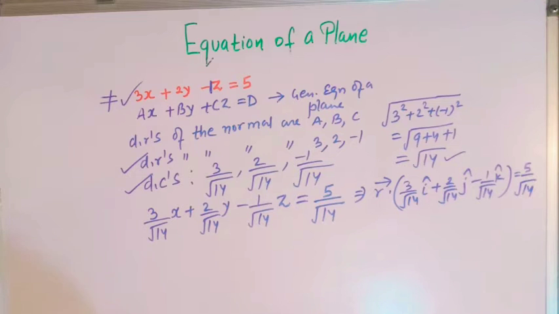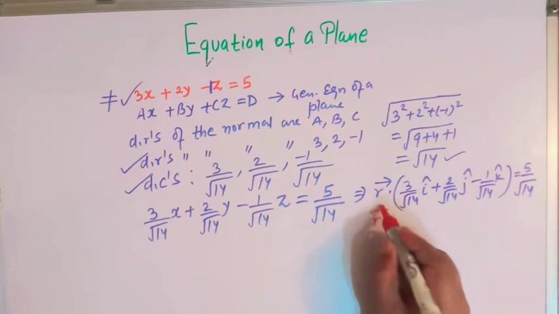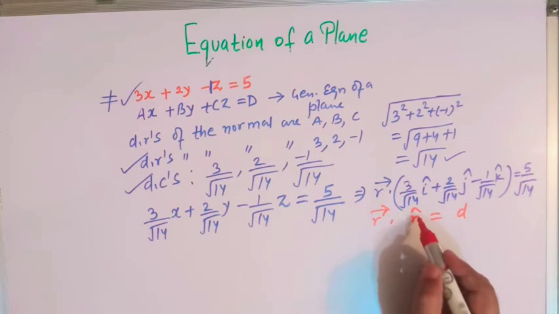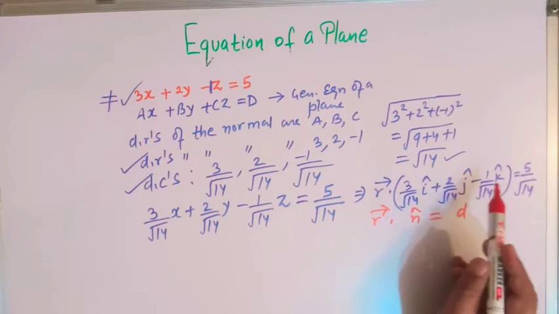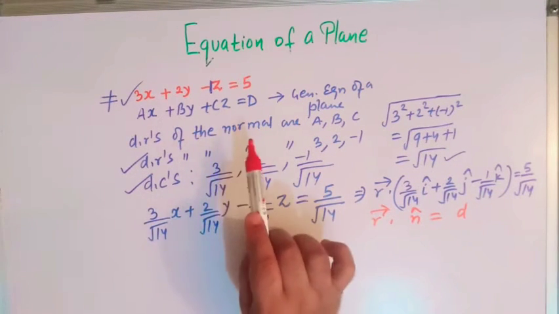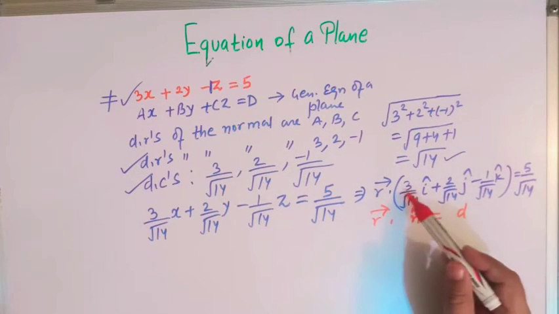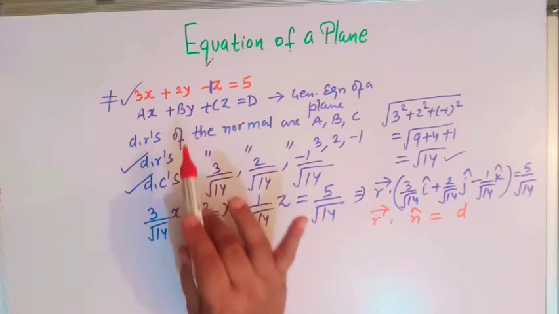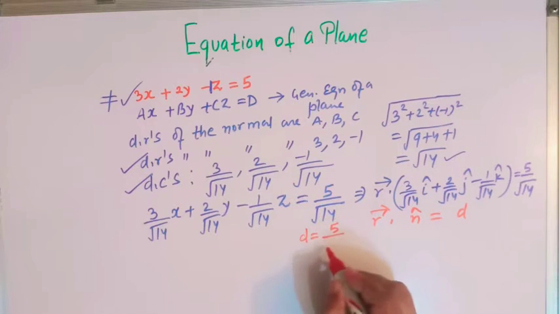And this is equal to 5 divided by square root of 14. Now viewers, if we compare this vector equation with the standard equation, then we see that the unit vector along the normal to the plane is given by this vector, and the distance of the plane from the origin is 5 over square root of 14, right?